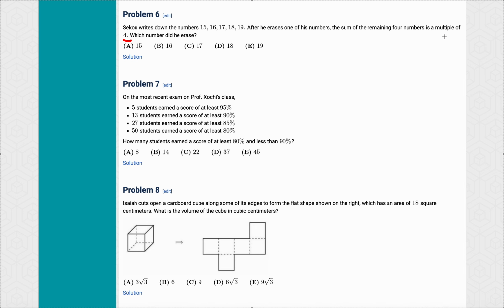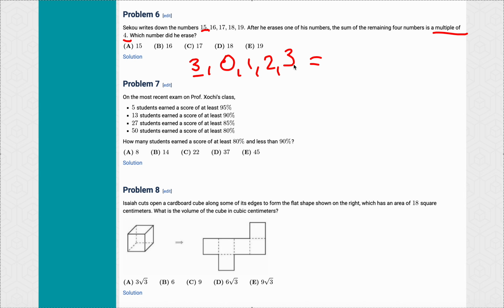So immediately, multiple of 4, let's take it mod 4. So the mod is just the remainder. Let's just look at the remainders. So this is 3, then we get 0 remainder 4, then we get 1 remainder 4, 2 remainder 4, 3 remainder 4. And if the sum of the remaining 4 numbers is a multiple of 4, that means the sum of these remainders has to be a multiple of 4.